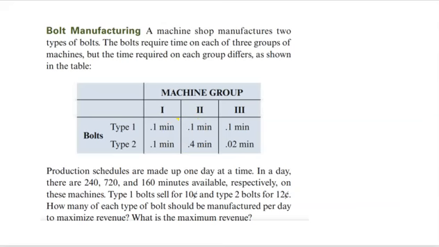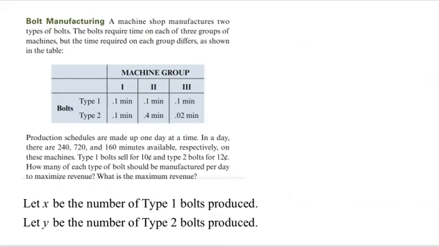So I wanted to find my variables. I'll do that first. We're going to call X the number of type 1 bolts that we're going to produce, and Y will be the number of type 2 bolts that will be produced. So for each type 1 bolt, we need a tenth of a minute on machine 1. For each type 2 bolt, we need a tenth of a minute on machine 1 as well. So a tenth of a minute times the number of type 1 bolts plus a tenth of a minute times the number of type 2 bolts will tell us how much time we're using on machine 1.